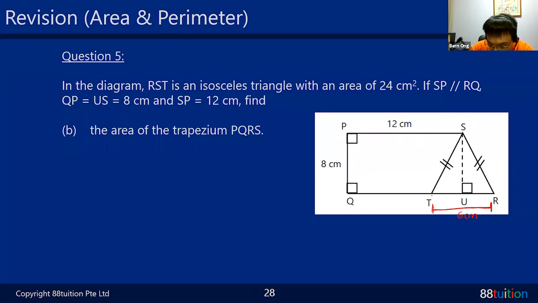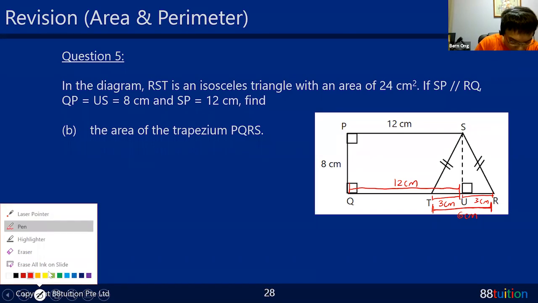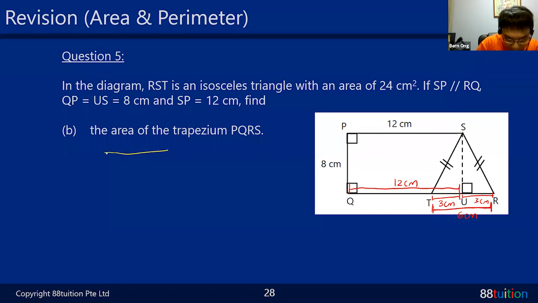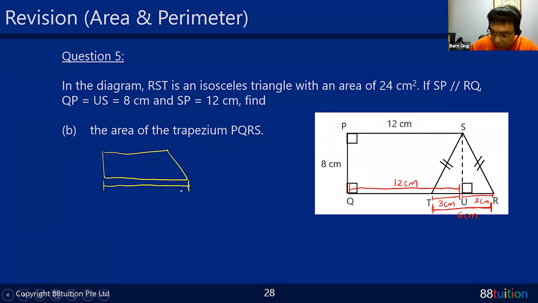So down here, just now we have RT down here is 6 cm. So halfway down here will be what? 3 cm. And this other portion will be 3 cm. Is that okay? So from here to here will be what? Will be 12 cm. Okay, so I want to find the length of the bottom portion, which is this portion here. How much is it? So I can use 12 plus another 3. So 12 plus 3 will give you 15 cm here.